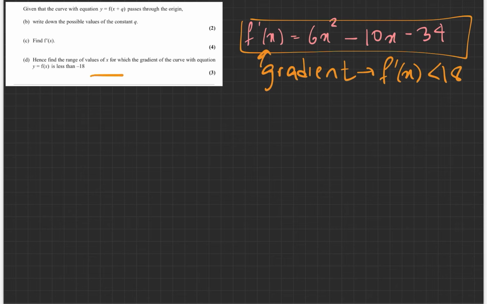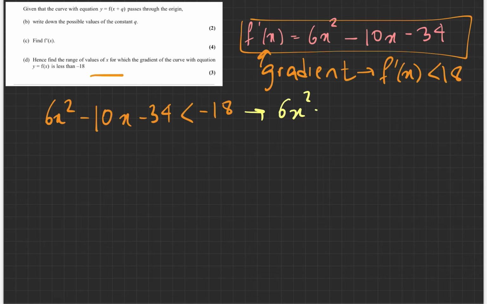So I'm going to go ahead and write this, which is 6x squared minus 10x minus 34 is less than negative 18. Okay, so what I'm going to do first is write a dummy equation here, which is going to be easier for us to solve: I'm going to remove this less than sign and just write this as equals to. So I'm going to rewrite this one as 6x squared minus 10x minus 34 is equal to negative 18. Okay, now we know how to solve this, right? When I write the dummy equation, I'm just going to move the 18 from the right to the left.